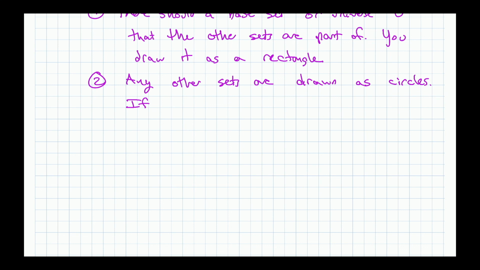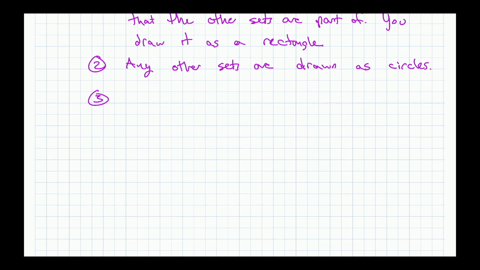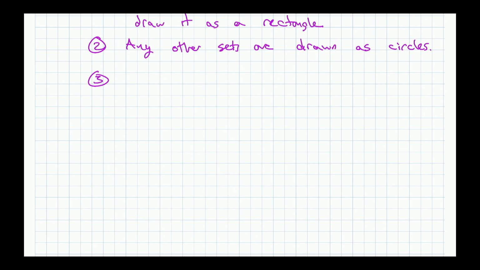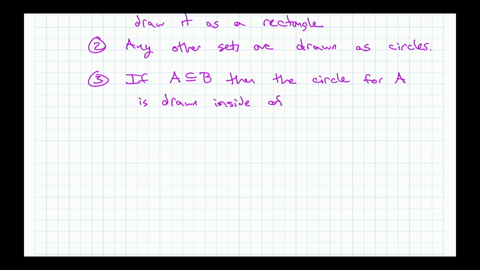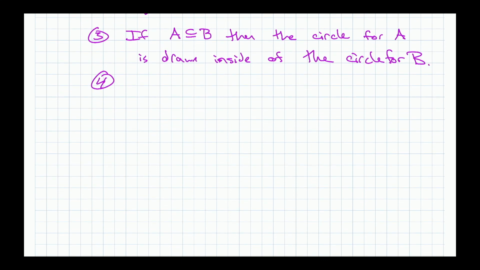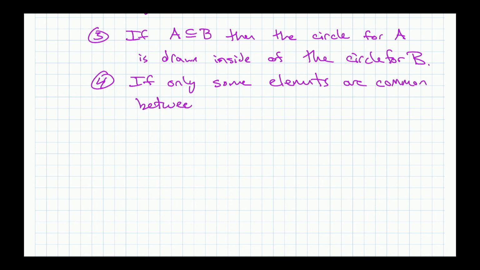If one set is contained in the other, if A is a subset of B, then the circle you draw for A should be inside of the circle you draw for B. And also, if sets are not contained within each other, but they have some overlapping elements, if only some elements are common between two sets, you draw the circles overlapping.